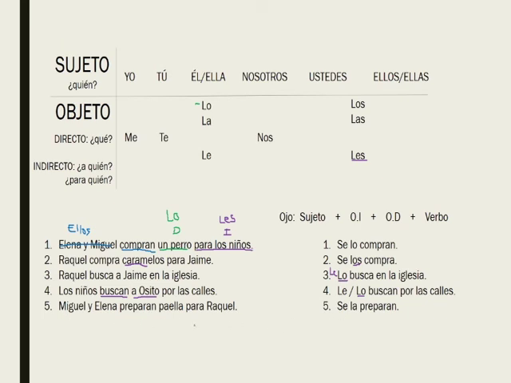Miguel y Elena preparan, let's find our verb, paella para Raquel. Who prepares? Miguel and Elena, our subject. What do they prepare? They prepare paella. Paella, feminine, so I'm going to use la, object pronoun. Para Raquel, for whom? For Raquel, indirect object, singular, le. Se la preparan.